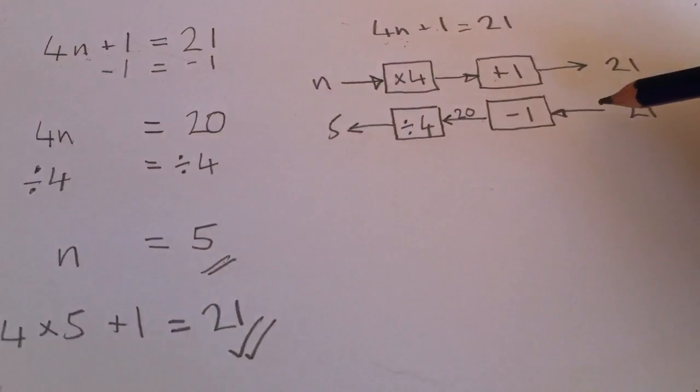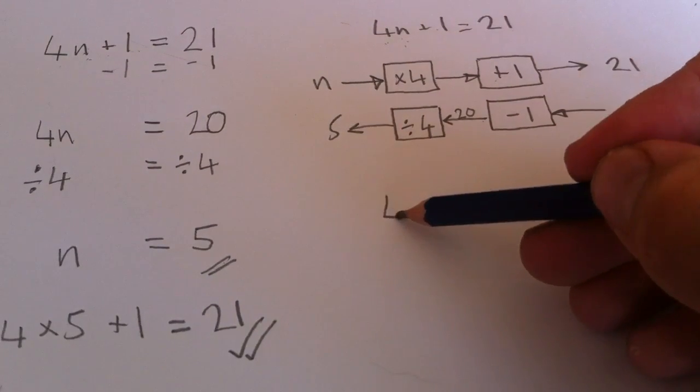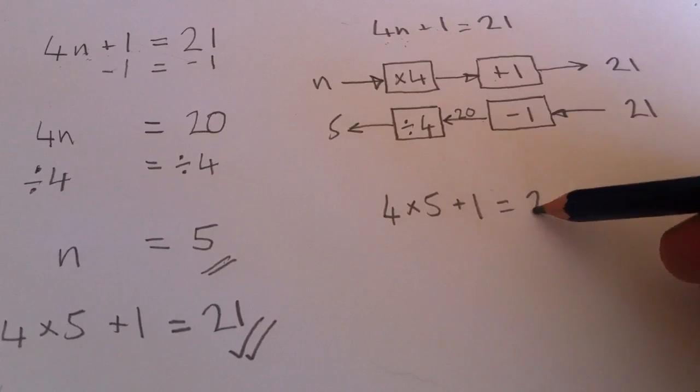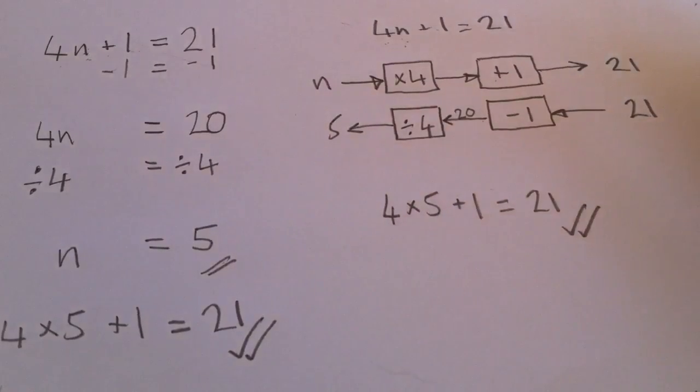equals 5. And we can do the same check. 4 times 5 + 1, well, it does equal 21. So that's right. So we have two completely separate methods there. You choose whichever one you think is best.